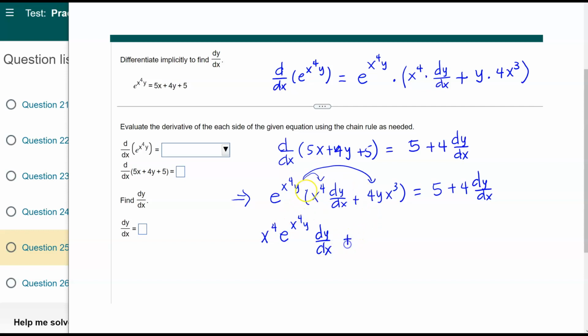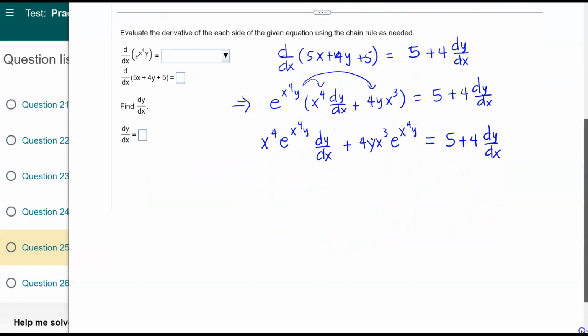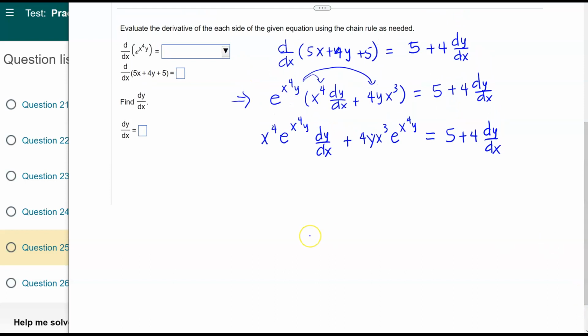And then the second term is 4yx cubed e to the x to the fourth y is equal to 5 plus 4 dy/dx. Next, you group or put the expression that contains dy/dx on one side of the equation.